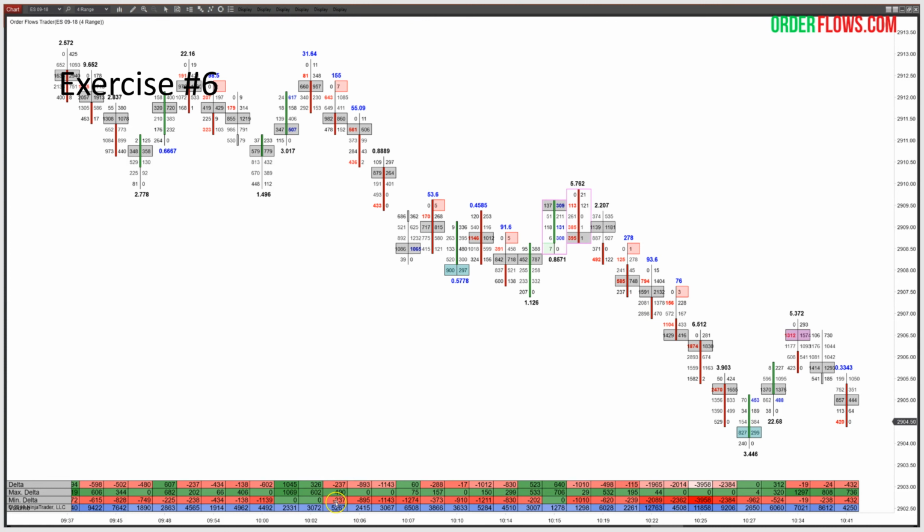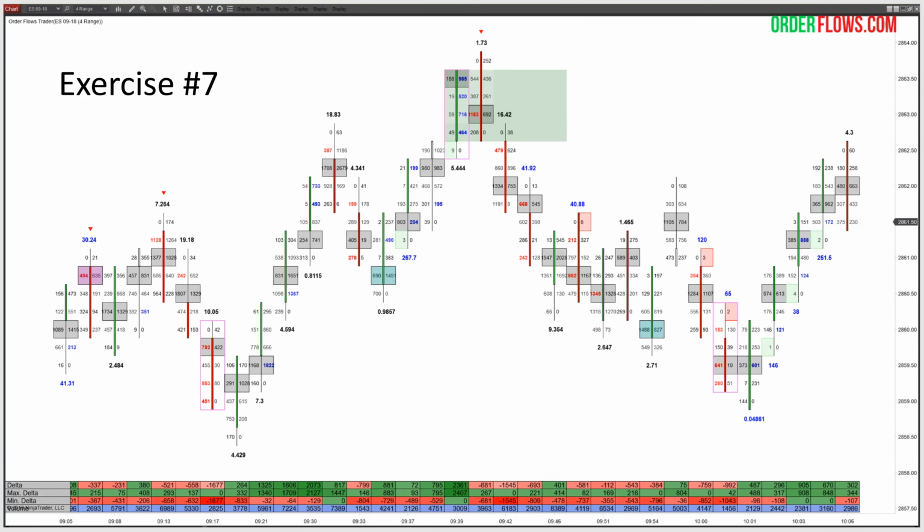The volume is just a little bit too light. Like I said, for a reversal, you really want stronger numbers. Otherwise, you're going to start seeing reversals everywhere, which is not what you want to do. Okay, so exercise number 7, just take a look at the chart, and then we'll go from there.